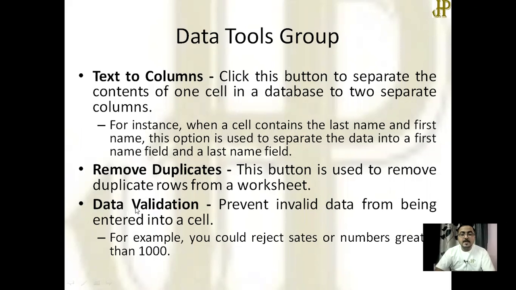Next one is data validation. This is a very important topic. Sometimes when you are entering data, you want only some specific data to be entered, like the voter's age. If the voter's age is greater than 18, then the data is entered. Otherwise, the data can't be entered. So this is done by data validation.